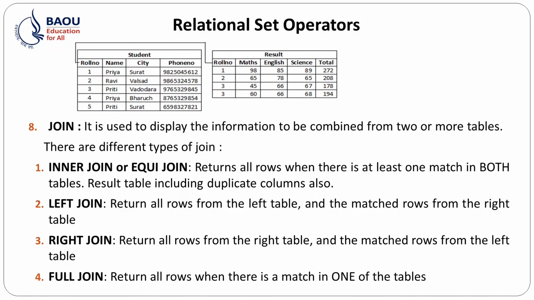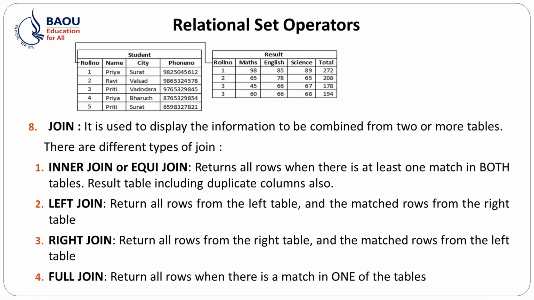Now the next is right join. It returns all the rows from the right table and the matching rows from the left table. Suppose the left table is student and the right table is result. So all the records from the result table are displayed. It does not display records 4 and 5. So the right join displays roll numbers 1, 2, 3 from the result table.